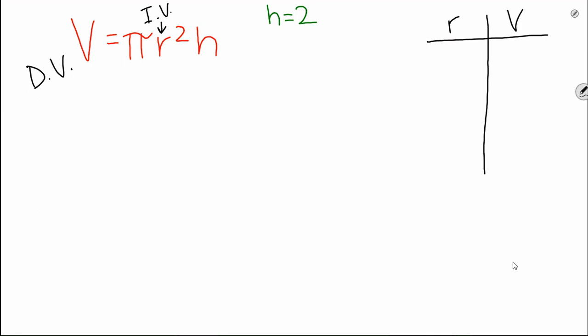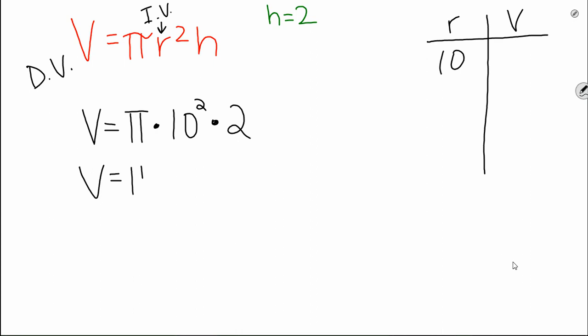Okay, so we want to be able to use a radius of 10 for our first example. We're going to input 10. So when we rewrite our equation, we're going to have V equals pi times 10 squared. And we know that h is always going to be equal to 2. So we can go ahead and square 10. 10 times 10 is going to be 100.